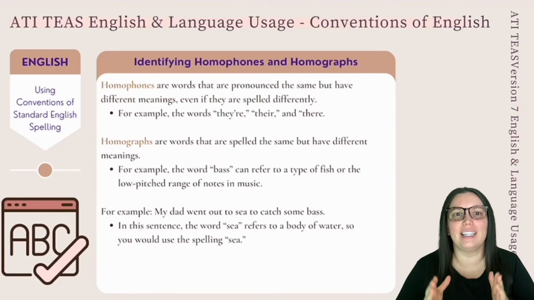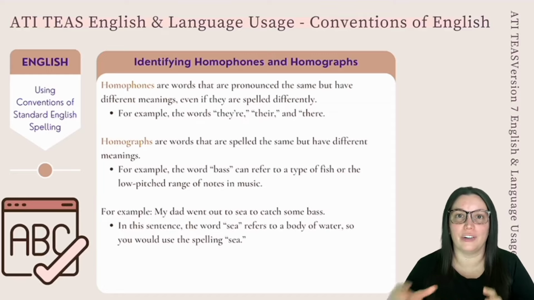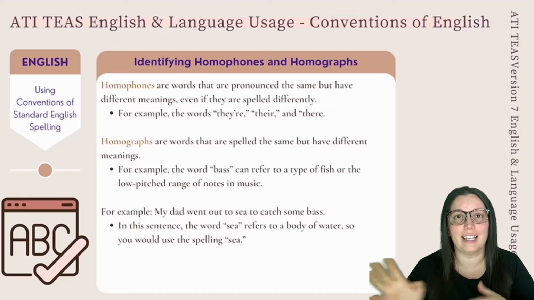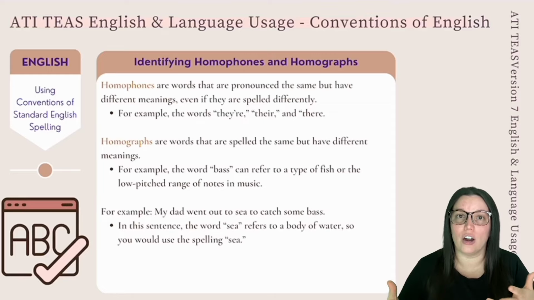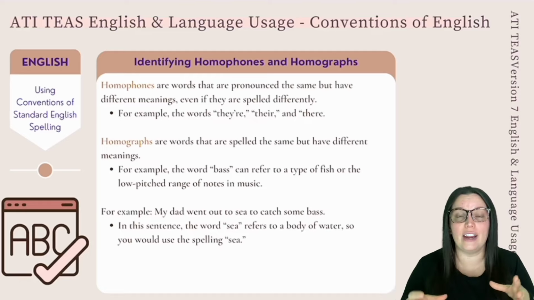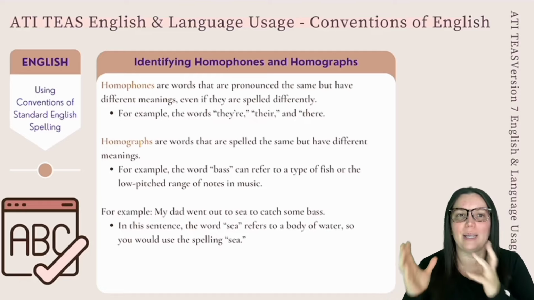Sometimes you're going to need to identify homophones and homographs. Homophones are words that are pronounced the same, but they have different meanings, even if they are spelled differently. So for example, the words they're, their, and there. They're, T-H-E-Y apostrophe R-E, is they are. Their, T-H-E-I-R, is a possessive, meaning it's theirs. And there, T-H-E-R-E, is a place.